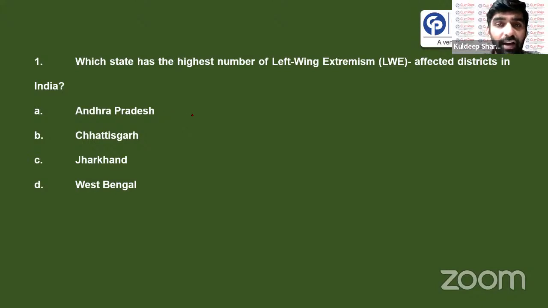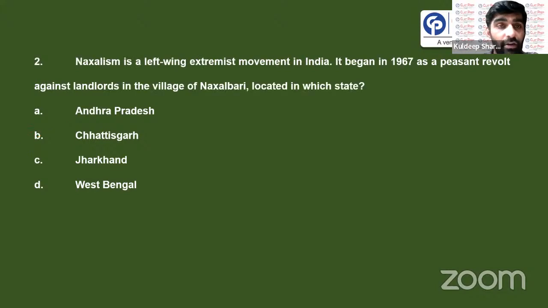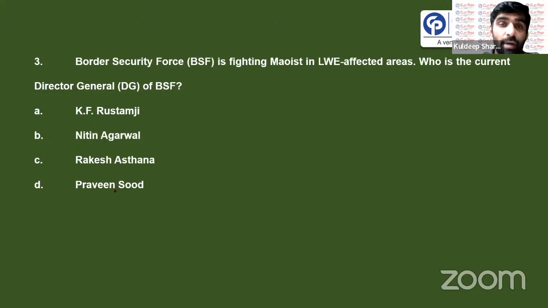Which state has the highest number of left-wing extremist affected districts in India? As we have already discussed, it is the state of Chhattisgarh. Next, Naxalism is a left-wing extremist movement in India. It began in 1967 in the village of Naxalbari, which is in which state? It's in West Bengal. Next, Border Security Force is fighting Maoists in left-wing extremist affected areas. Who is the current Director General of BSF? And the answer is Nitin Agarwal.